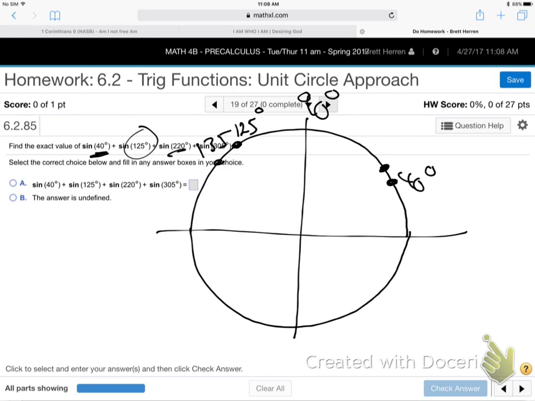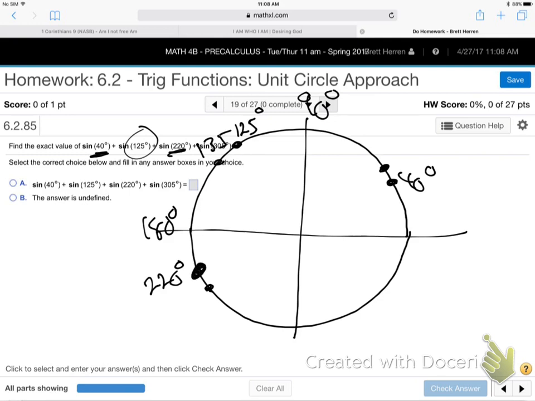Where's 220? 220 is, here's 180. 220 is 40 more, isn't it? So that'd be halfway, that'd be 45. So it'd be about right here. 220 is a little short of halfway. Everybody seeing that?